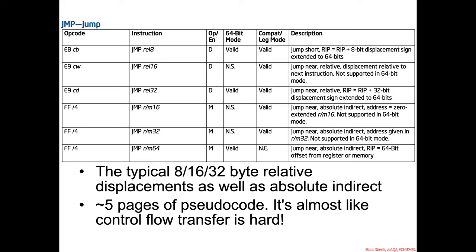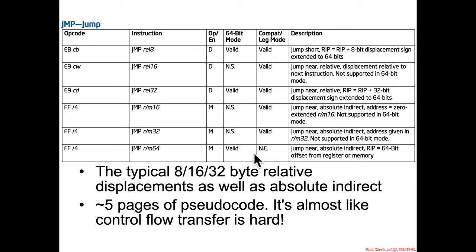More control flow, the jump assembly instruction. Jump short, jump near relative, jump near absolute indirect. Okay, so we've got different size displacements for how far it's going to jump. Relative 8, relative 16, relative 32. Oh, 16 is not valid in 64-bit mode. And we've got the indirect forms where you specify some RM16, 32, 64, but neither the 16 nor the 32 are valid in 64-bit mode.